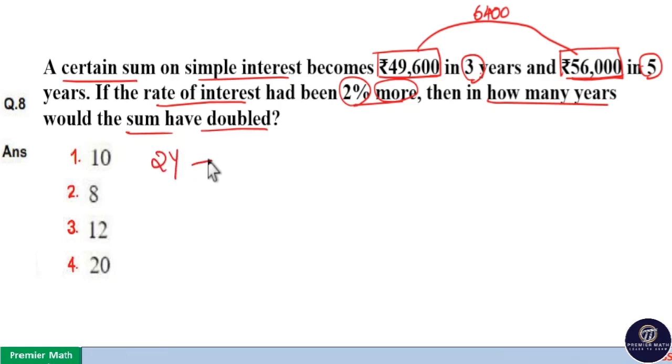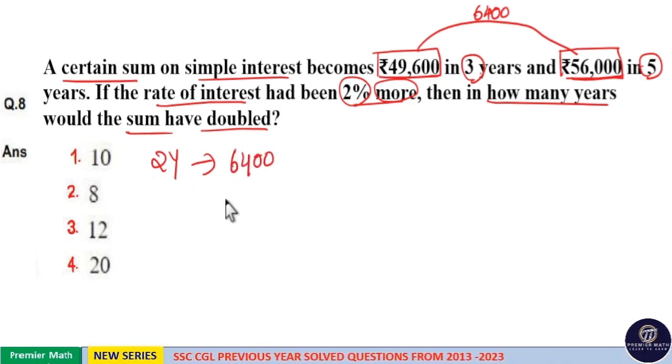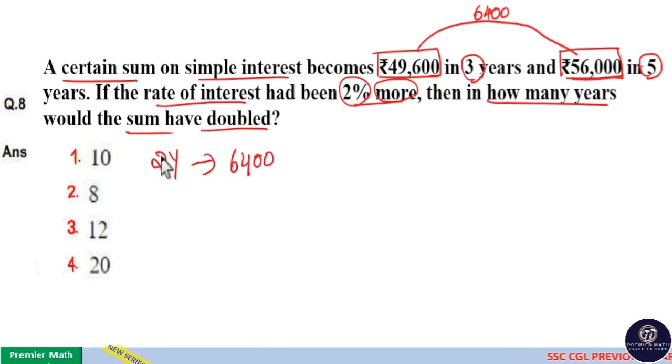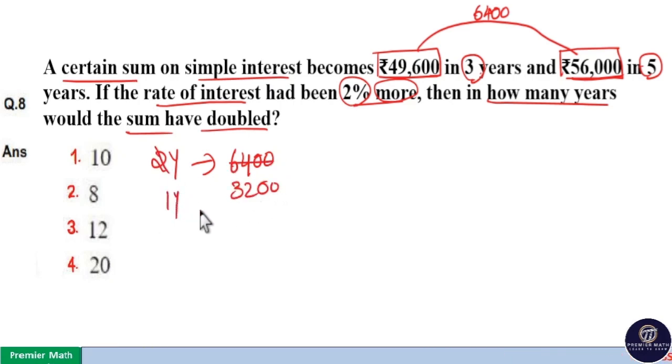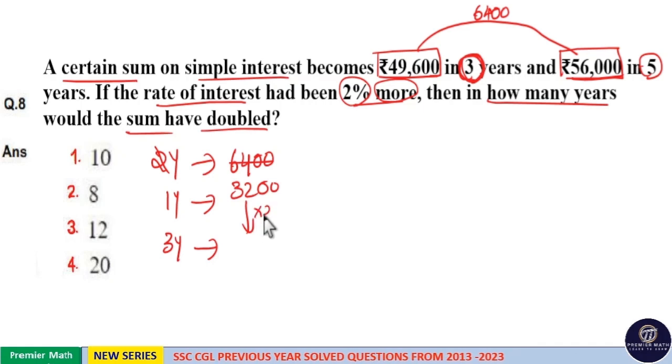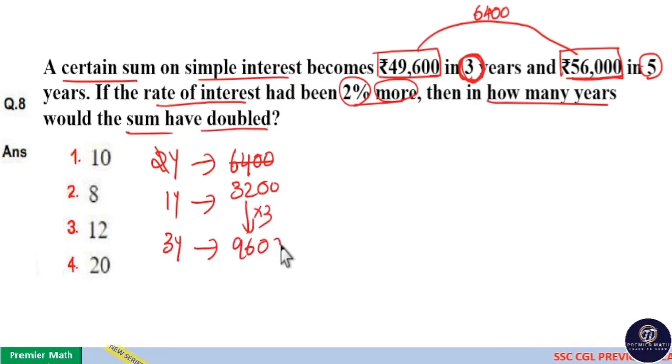So in 2 years, the extra amount generated is the interest generated. So in 2 years, interest generated is equal to 6,400. Then in 1 year, interest generated is 3,200. Then calculate the interest generated for 3 years. So for 3 years, interest generated is equal to 3,200 into 3, that is 9,600.